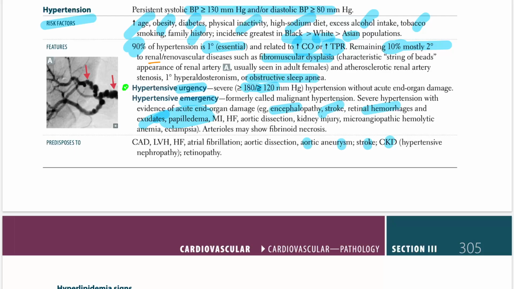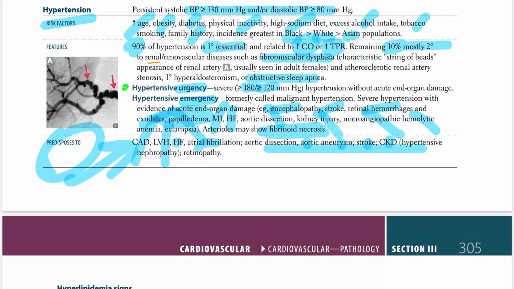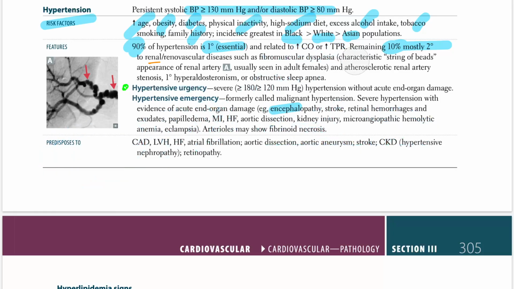papilledema, high yield in hypertensive emergency. An MI, heart failure in the heart, aortic dissection, kidney injury, MAHA, which is microangiopathic hemolytic anemia, or eclampsia, high yield. On histo, you will see fibrinoid necrosis. This can all lead to the same things like coronary artery disease, left ventricular hypertrophy, HF, AFib, anything you name it, it's there, right?